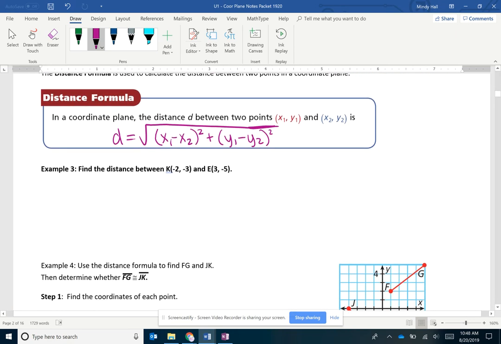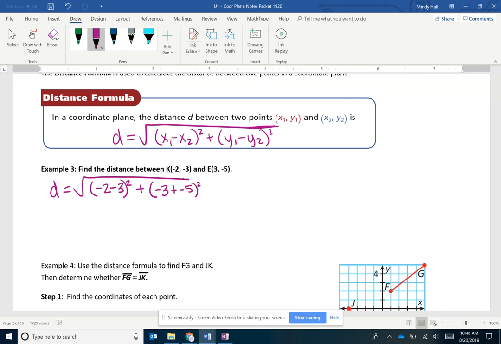So, if I want to find the distance between k and e, I have -2, 3, and 3, -5. So, my distance is going to be the square root of the difference of my x's, so -2 minus 3 squared, plus the difference in my y's, which are -3 plus -5 squared.